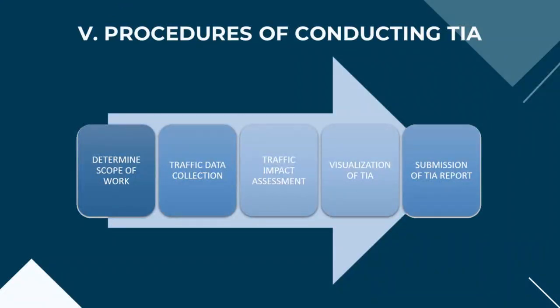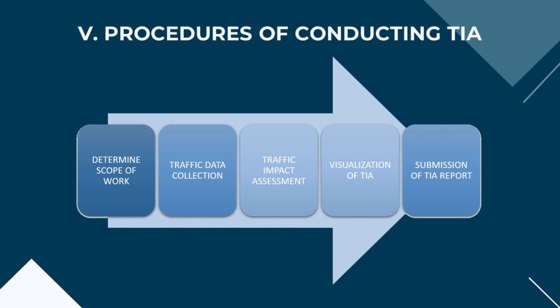Traffic impact assessment studies are performed by traffic consultants and consist of 5 major stages. First, determining the scope of work. Second, the collection of traffic data. Third, the actual traffic impact assessment. Fourth, visualization of impacts of development and remedial measures to mitigate said impact. And lastly, the creation and submission of the TIA report.